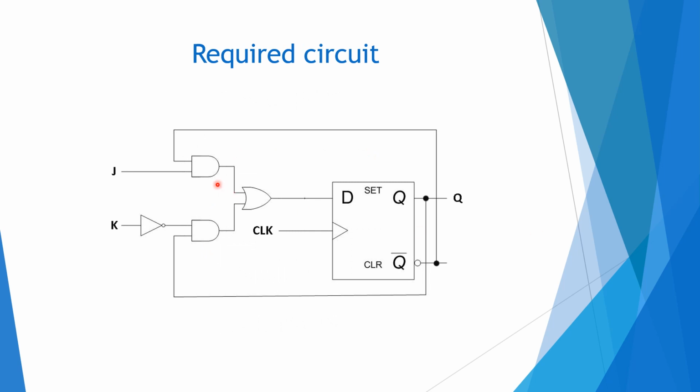So this is the required circuit, Jn Qn bar and Kn bar Qn. This is a combination circuit which has two inputs. The Qn inputs are also there, but these are the main inputs, J and K, and it gives output to the D flip flop. So this is a conversion of D flip flop into J K flip flop.